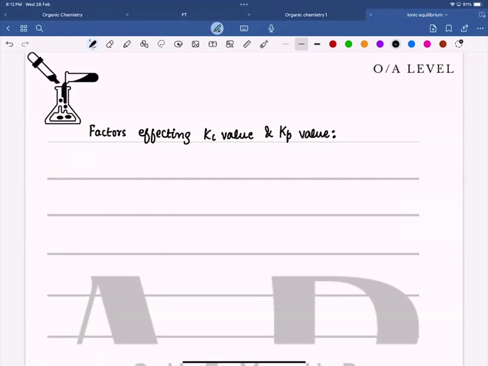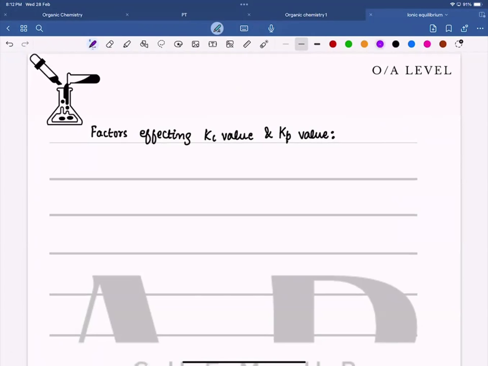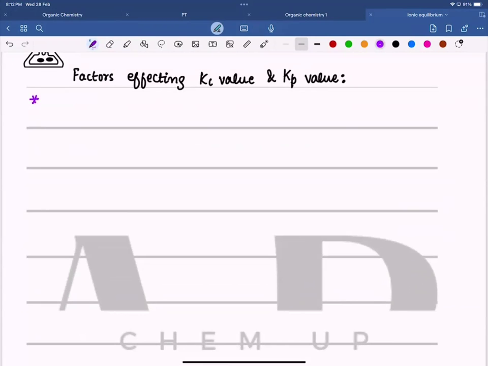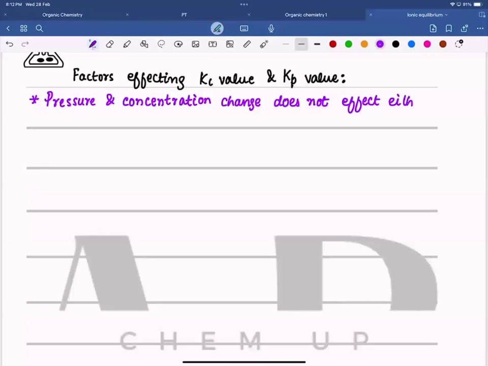Okay. So you have to remember this thing that pressure and concentration change does not affect either Kc or Kp value.